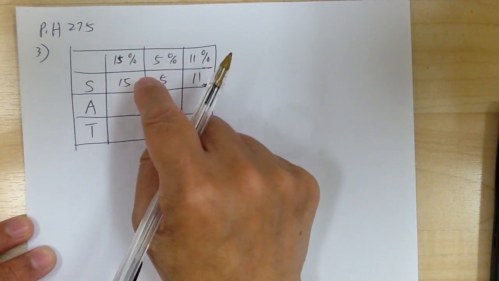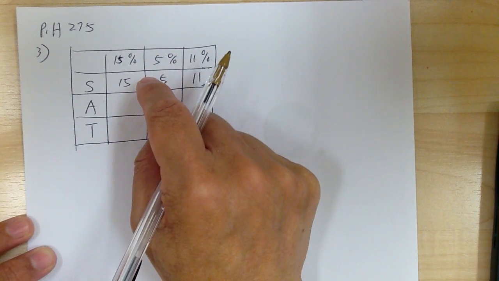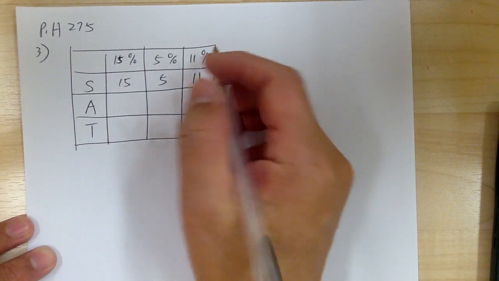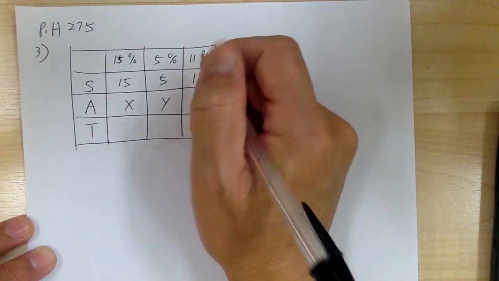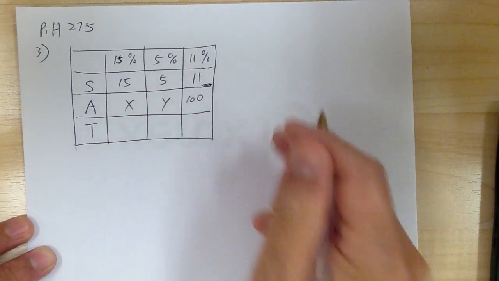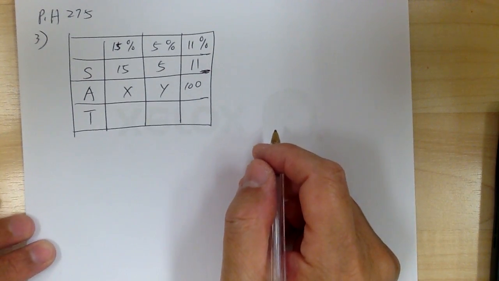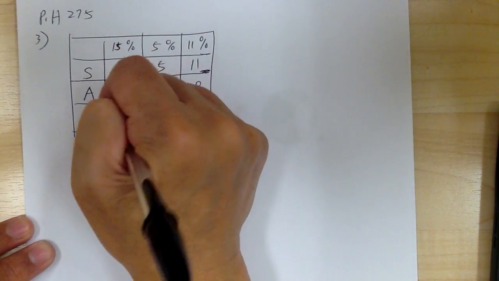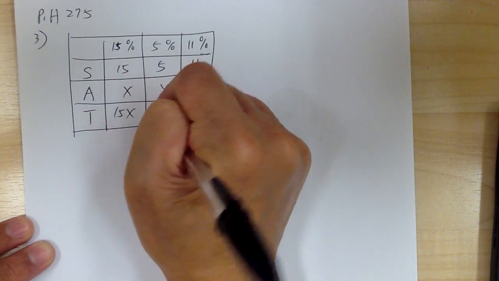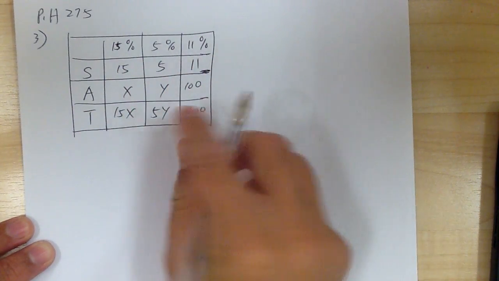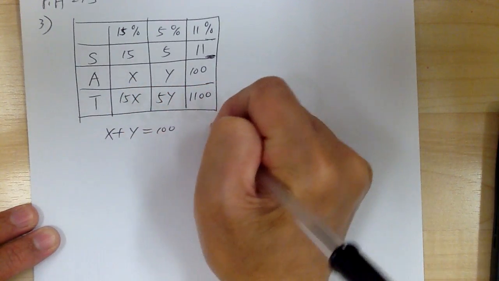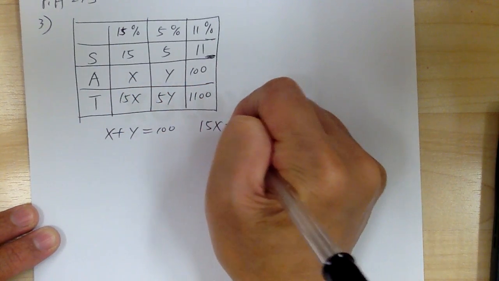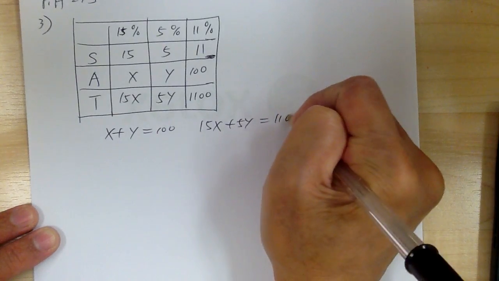And then let's figure out the amount. It says how many gallons of each. So that's x and y. And you want to make 100 gallons. Okay, so again, that's your information. So multiply, you get 15x, multiply, you get 5y, multiply, you get 1100. And so that's your equation. So x plus y equal to 100. 15x plus 5y equal to 1100.